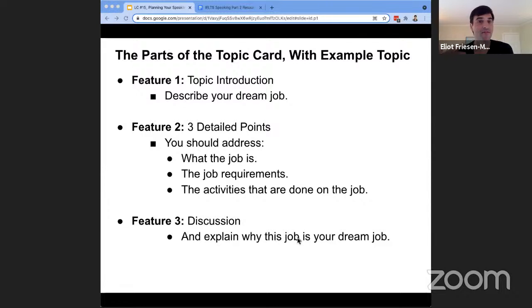So this is a filled out example of these 3 features and what they might look like on a sample topic card.